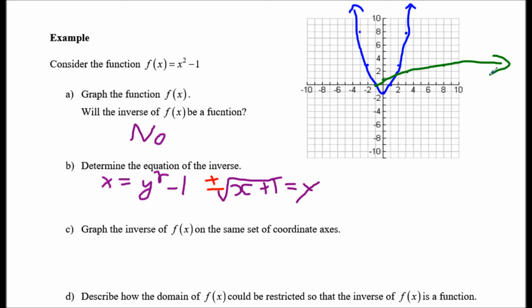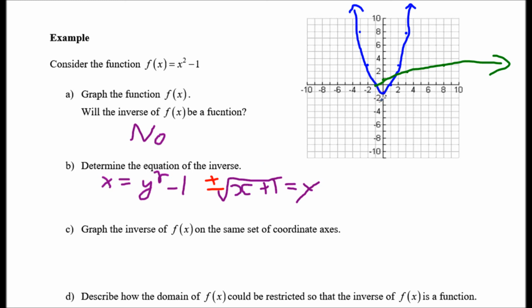And this green is what you will get on your calculator if you don't have a plus minus on your calculator. To graph this on your calculator, you have to do it twice. You've got to type in y equals square root x plus 1. Then in y2, you've got to graph y equals negative square root x plus 1.